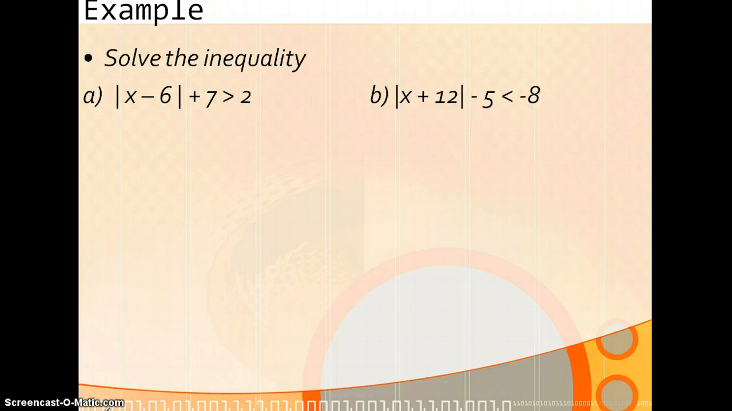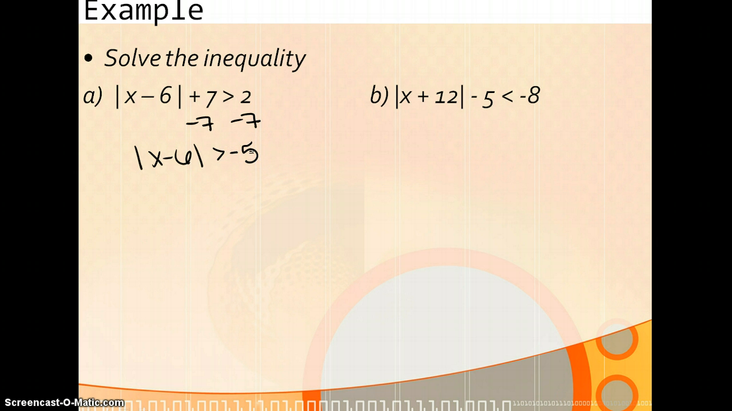Just like any other absolute value process, you have to start by isolating it. Therefore, you need to subtract 7 from both sides. This will give you the absolute value of x minus 6 is greater than negative 5.